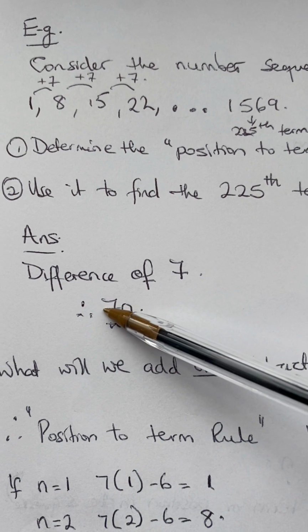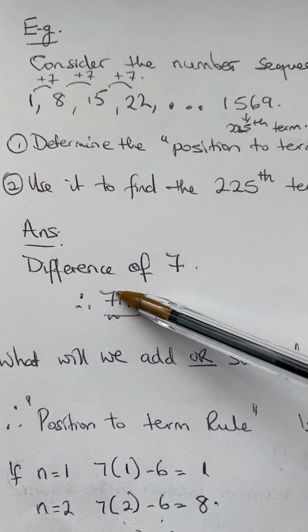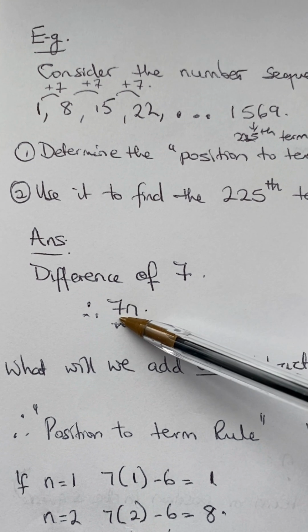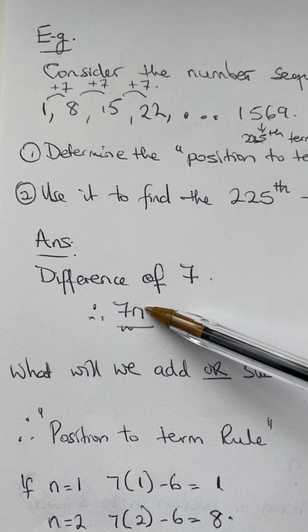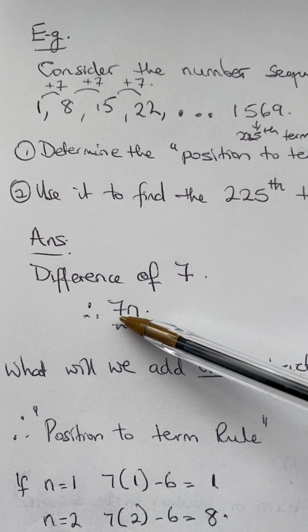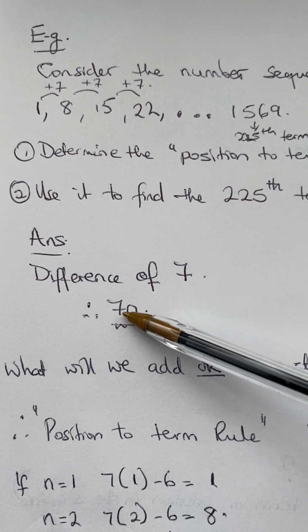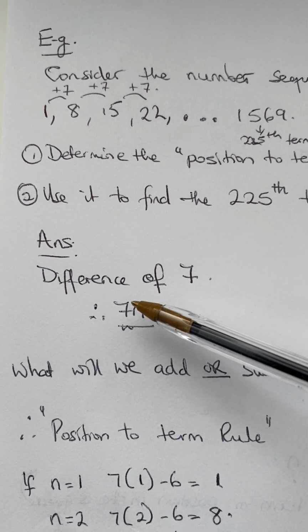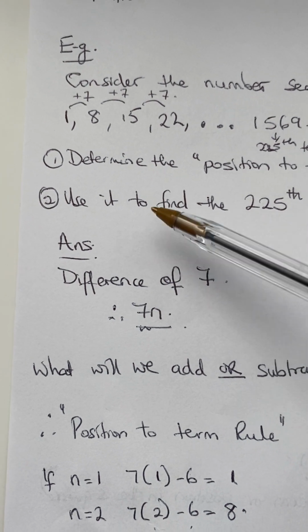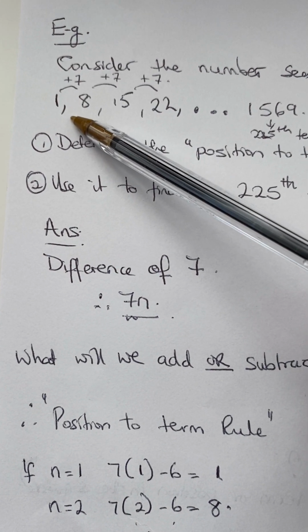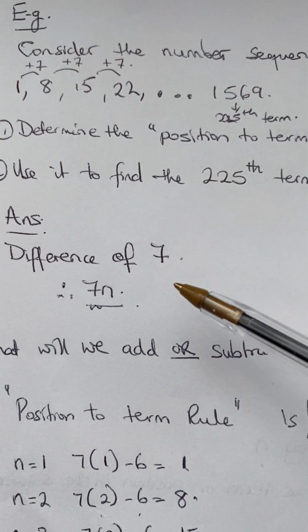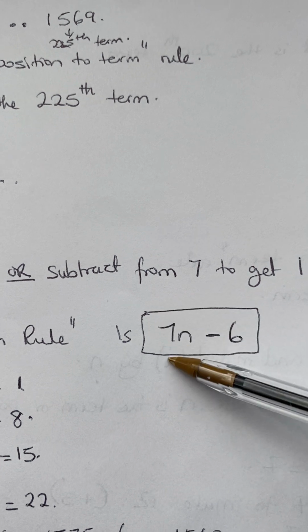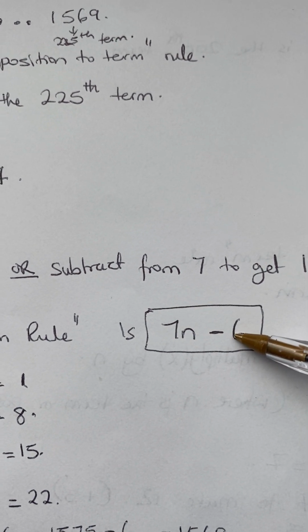So straight away, the first part of my position to term rule is 7 times n. Now, when n is 1, 7 times n is 7. What would I do to 7 to get a 1? I need to subtract 6. So my rule now is 7n minus 6.